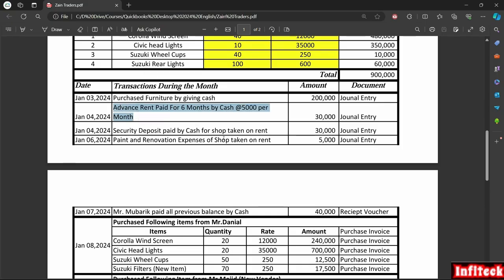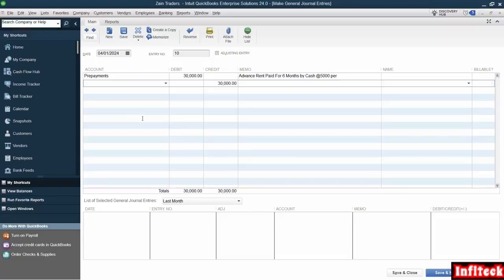And let's copy and paste the description here. Press tab, and it's also done by cash. So let's mention cash here. So we are done. Let's save and new.